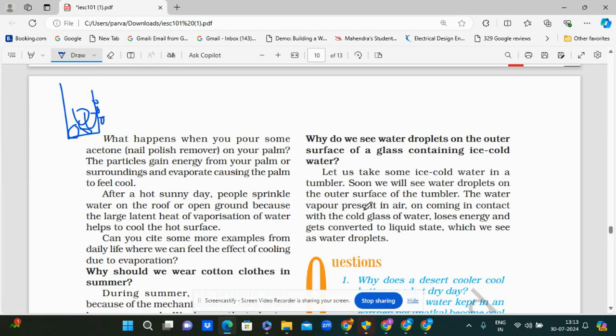What happens here? The water vapor present around the tumbler, on coming in contact with the cold glass of water, loses its energy and gets converted into liquid. Here the gas is converted into liquid by decreasing the temperature, because the ice helps to decrease the temperature. So that's why we see the water droplets around the surface of the tumbler.